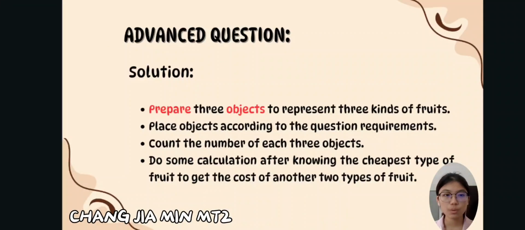In this question, we can use the object method to solve the problem. First, we need to prepare 3 objects to represent 3 kinds of fruits. And then, we need to place the objects according to the question requirements. Then, we need to count the number of each of the 3 objects. After that, we need to do some simpler calculations after knowing the cheapest type of fruit to get the cost of the other 2 types of fruit.